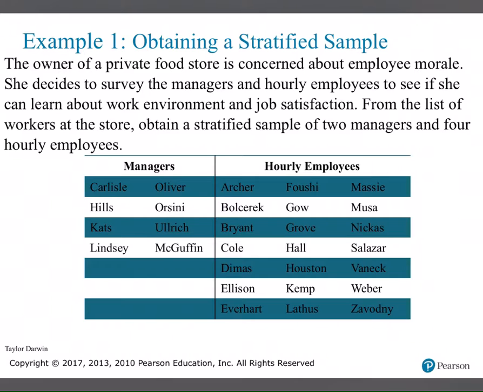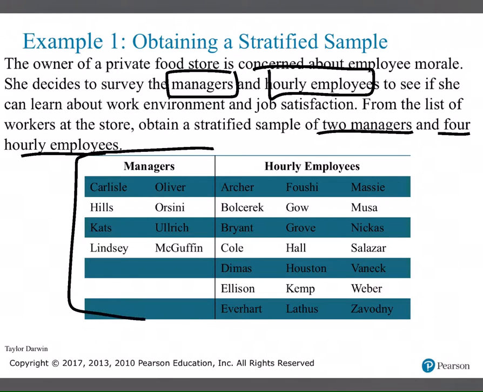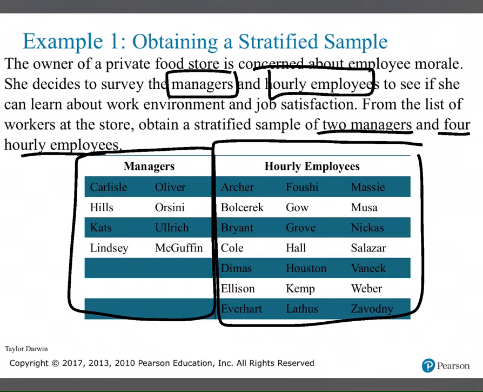The owner of a private food store is concerned about employee morale. She decides to survey the managers and hourly employees. So that's your strata. One is managers, one is hourly employees, to see if she can learn about work environment and job satisfaction. From the list of workers at the store, obtain a stratified sample of 2 managers and 4 hourly employees. And so I'm going to circle these in black. The black are my strata.